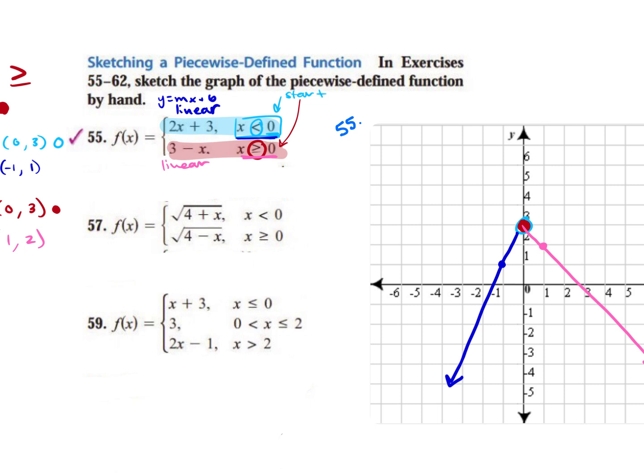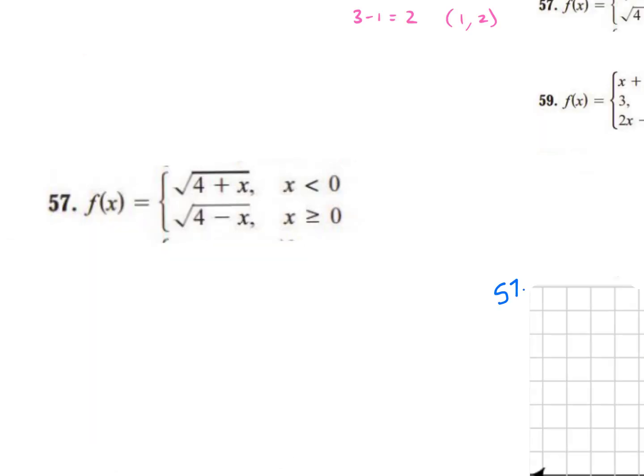All right, let's do the same thing for 57. I'm going to copy it down at the bottom just so we can see it a little bit better. All right, so with our piecewise function, we're going to do one piece at a time. So starting with the first, we're going to start by plugging in the number that it tells us. We're going to plug in 0.